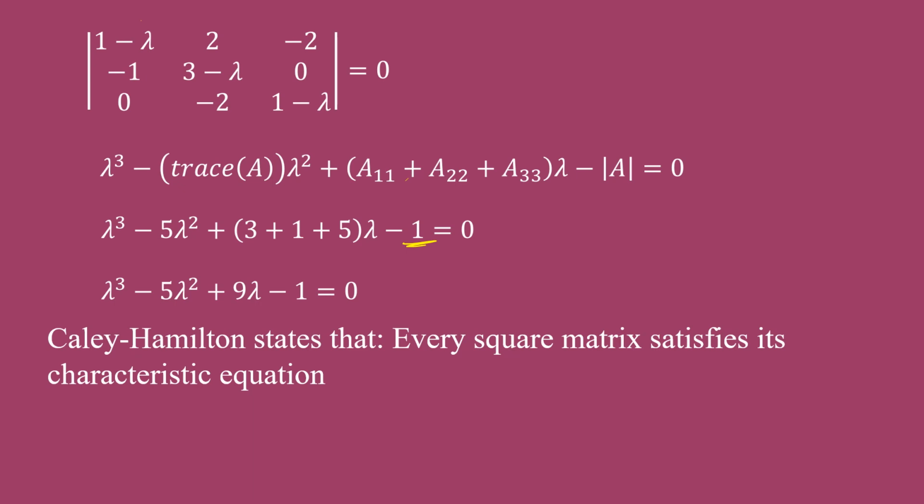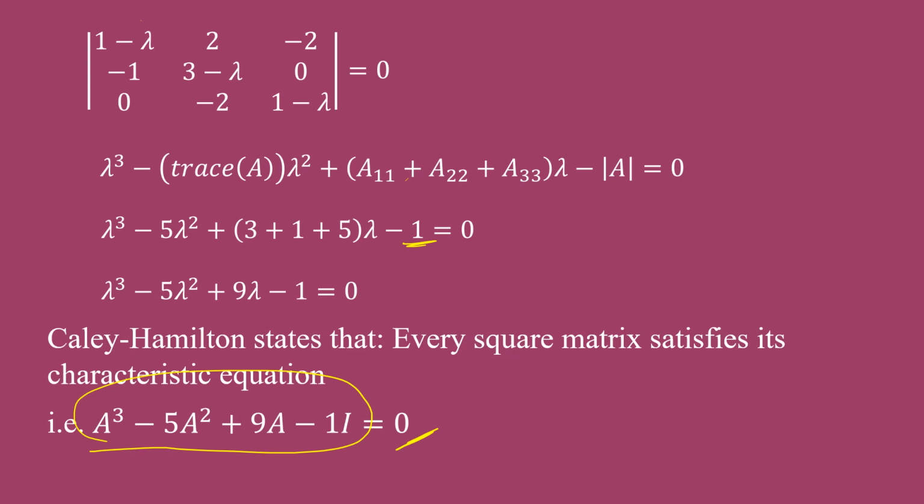So I have to replace lambda by A and check whether it is still satisfied or not. I have to check this condition. I have to prove that if I calculate this left hand side, it is going to be, in the end, a null matrix. So let us check that: A cube minus 5 times A square plus 9A minus 1 times I. It is going to be the null matrix that I have to verify.